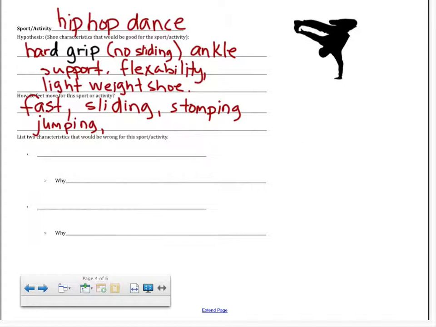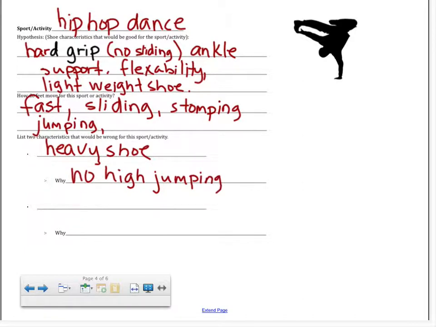What are 2 characteristics that would be wrong for this dancing? Heavy shoes. Why, Seneca? Because you know when they jump, you want to get off the ground. But you want to hear the sound when they.